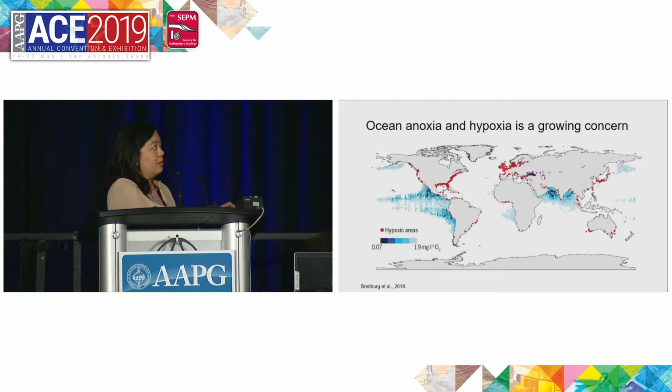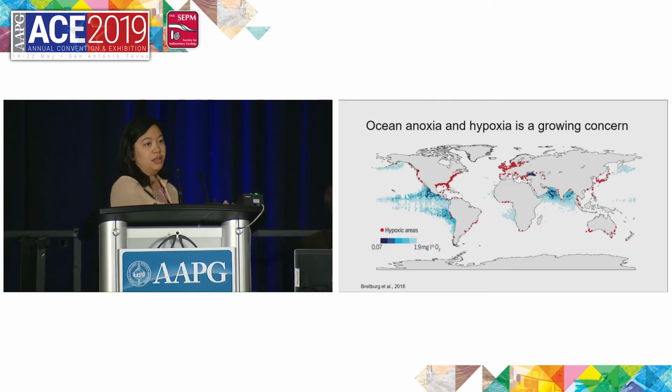And so in my talk, I'll be referring to many of these conditions as anoxia, simply because as geochemists looking at the rock record, it can be hard to distinguish between these different gradations and degrees of deoxygenation.